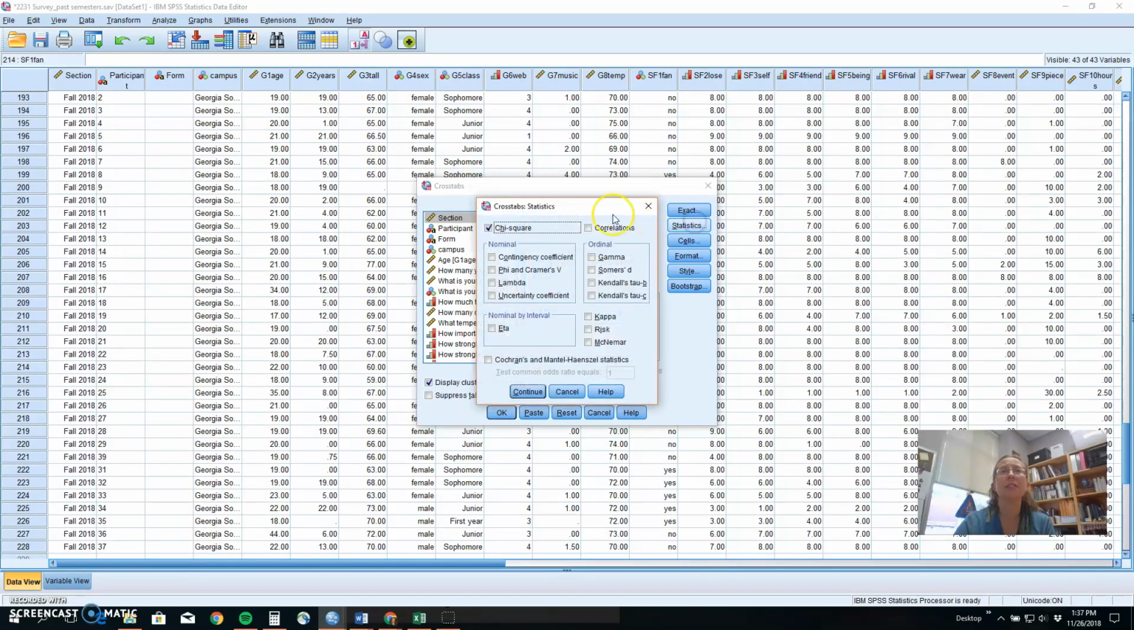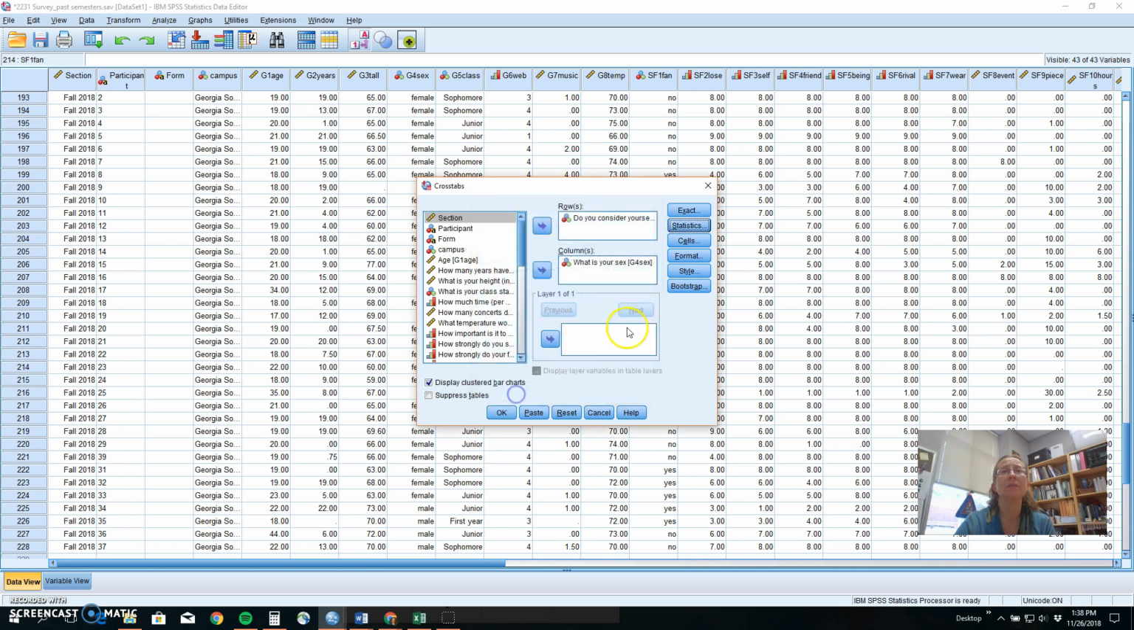Under statistics, you want to make sure that you've selected chi-square. We can do other things. We can do effect sizes, some other things for different scales of data. But if we're using nominal data, we want to pick chi-square and continue.